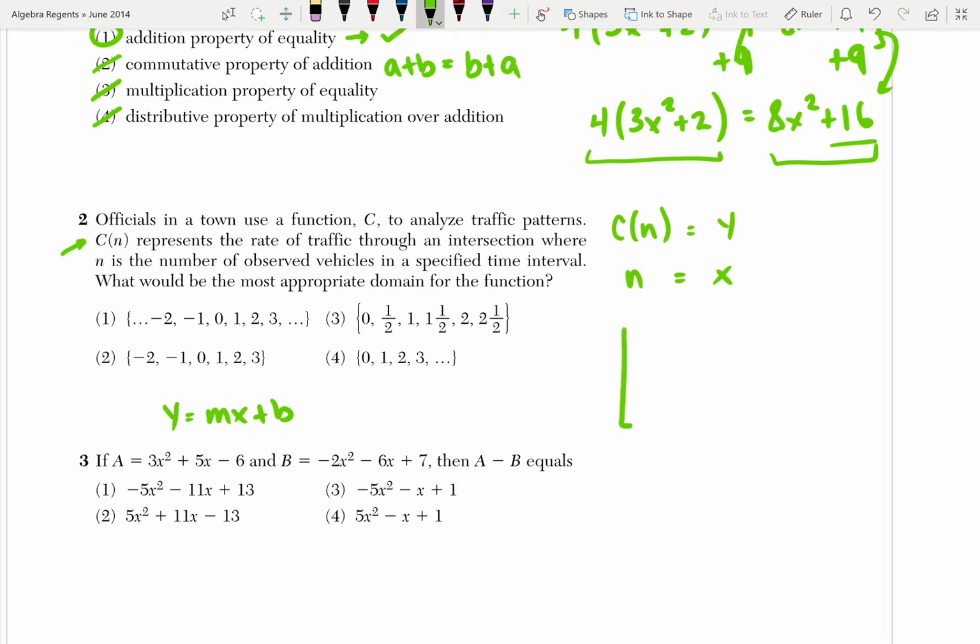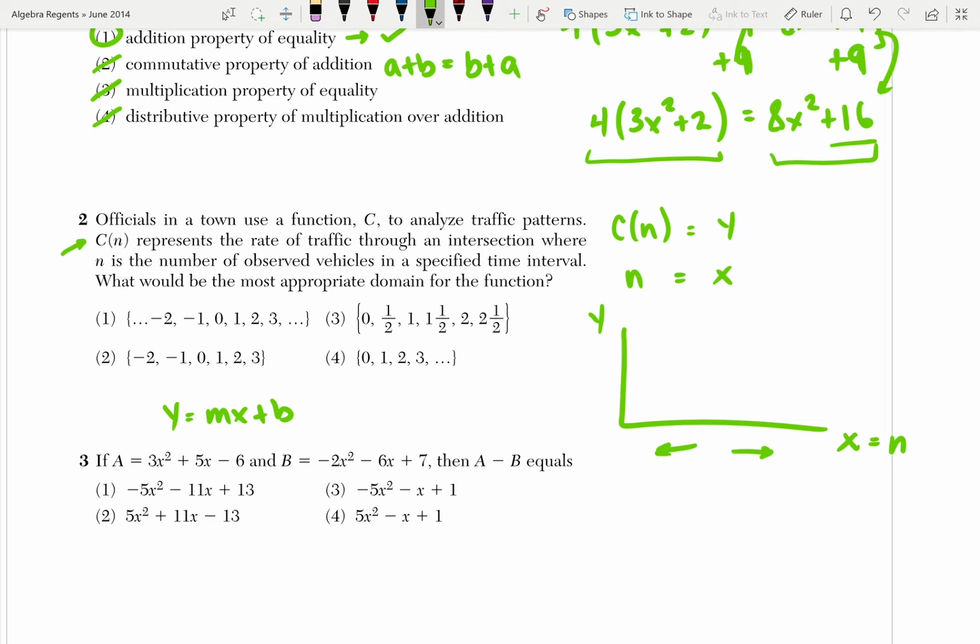Okay, so think of the coordinate plane where you have your y-axis and your x-axis. The domain is just all the possible x values that your function can take. In this case, our x is equal to our n here. Okay, so in the context of this problem, which one of these answer choices would be the most appropriate domain?